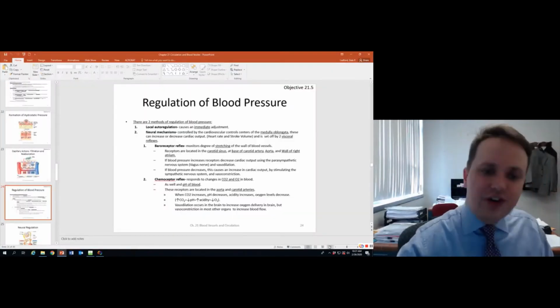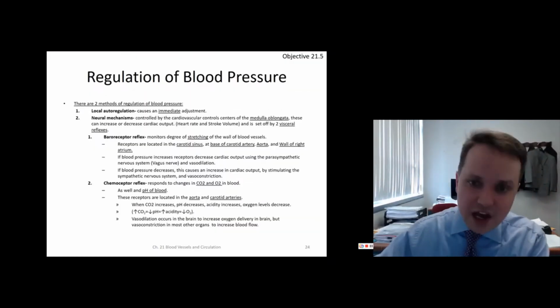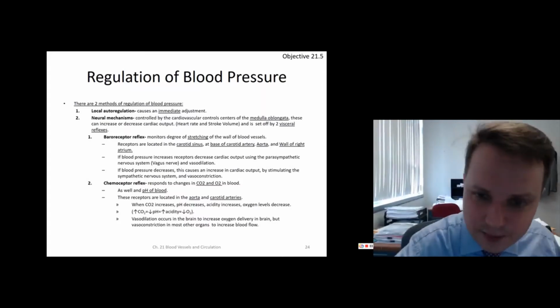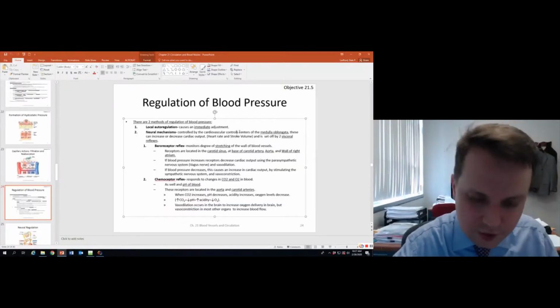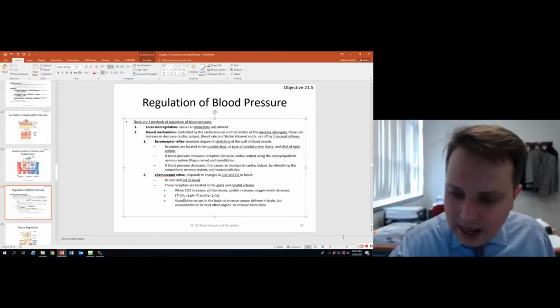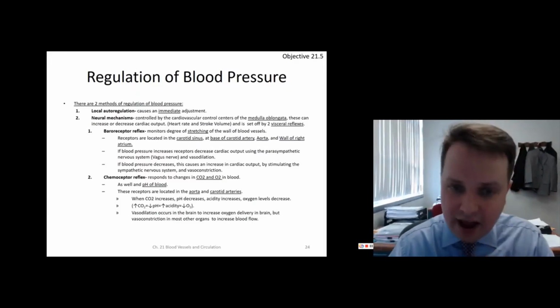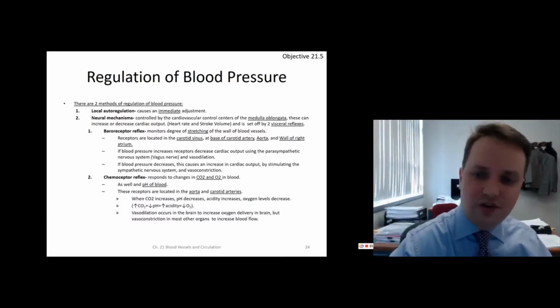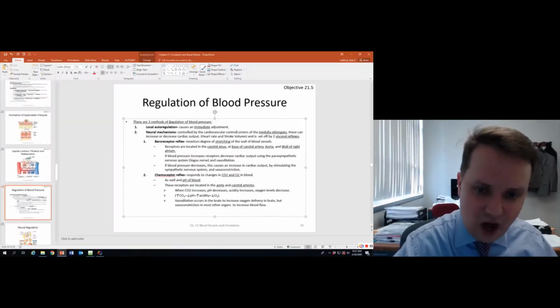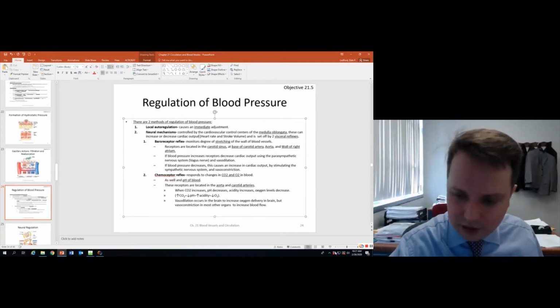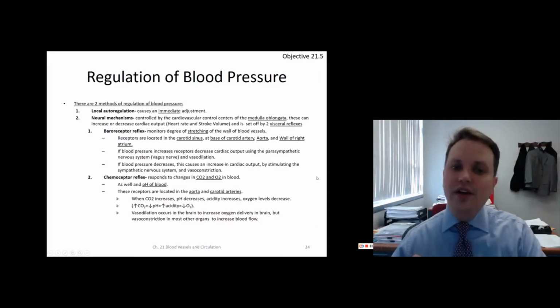So there are two types of neural mechanisms using the cardiovascular control centers in the medulla oblongata, and that should say control centers, not control system. What that does is increase and decrease cardiac output. It's going to affect heart rate and stroke volume, basically with two visceral reflexes that set it off. One of those is the baroreceptor reflexes.